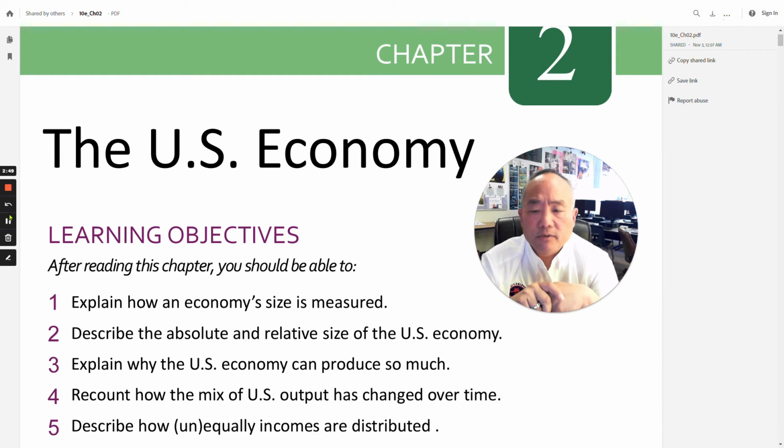That's the major difference. And number 5, explain how unequal or equally incomes are distributed. In the United States, we have transfer payments, and the largest example of transfer payments in the United States is Social Security. When we talk about transfer payments, this is redistribution of wealth.